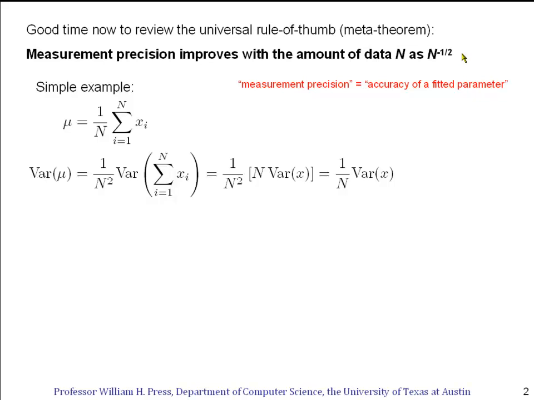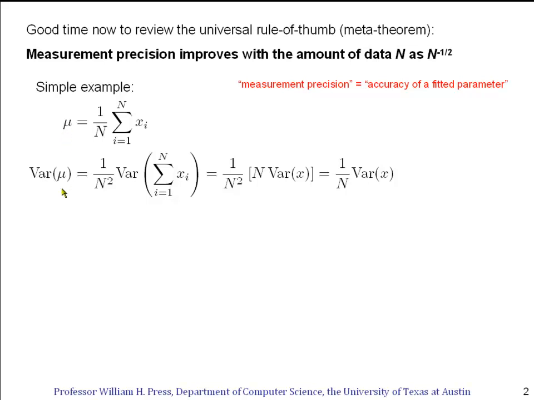So here's a simple example of this metatheorem that you do probably already know. And that is the example where we're given a number of values x that are drawn from the same distribution. In fact, we're given n of them. And we want to compute the mean of those values. So here's the sample mean, 1 over n times the sum of the individual x values. Now what's the precision of this measurement of the mean?